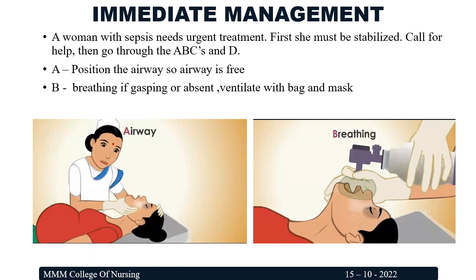First, you must call for help, then go through A, B, C and D. Okay, A means position the airway, so the airway is free. So as you see in the picture, you have to do the head tilt and the chin lift, so the airway is free. Okay, breathing.